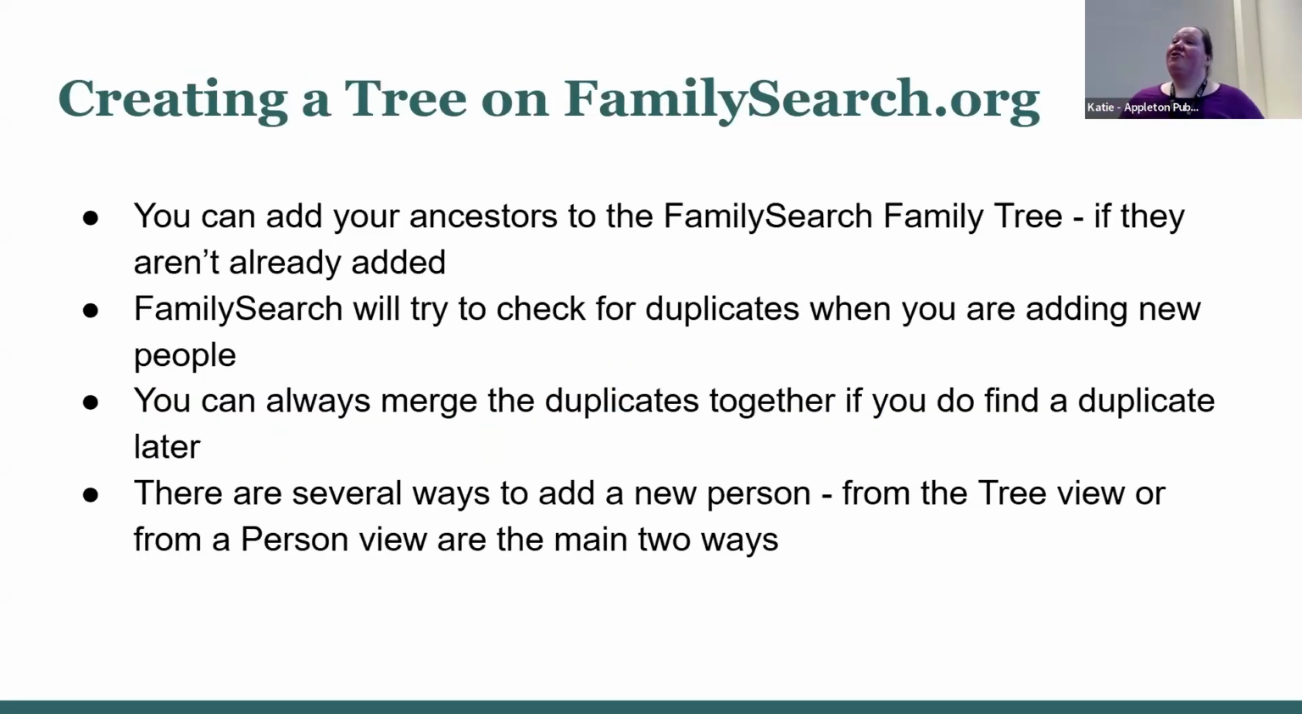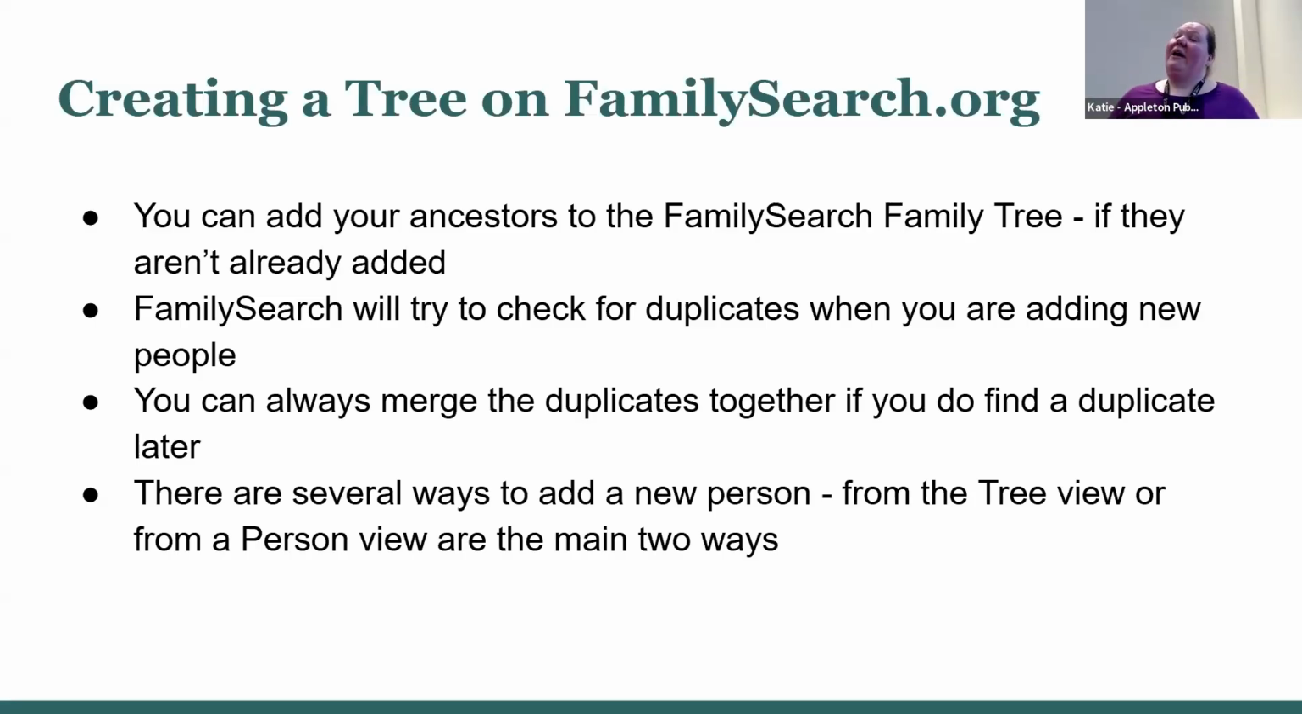So you can add your ancestors to the family tree if they aren't already added. FamilySearch, of course, as you enter in their information, is going to try to check to see, is this person already in our family tree? Because they don't want to add duplicate people. You can always, of course, merge duplicate people if you do later find that person already had one, or somebody else, for some reason, ignored that your person was already on there and created a separate page for them.